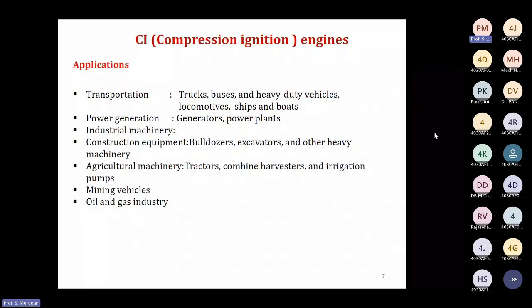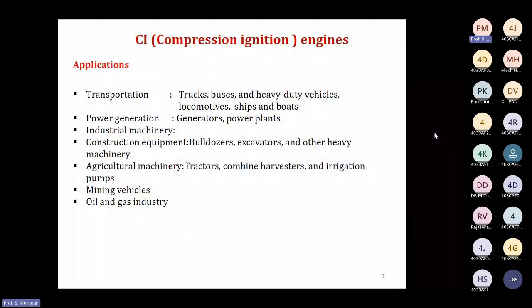They are also used in agricultural machineries like tractors and farm equipment, like combine harvesters. And also, they can be used for irrigation purposes. CI engines are also used in mining vehicles, oil and gas industries. Since they have a variety of applications and the carbon dioxide emitted from CI engines is significant, we are focusing on capturing CO2 in CI engines.